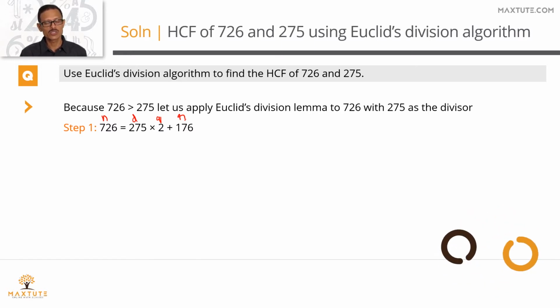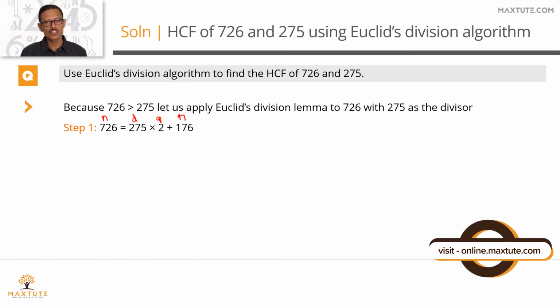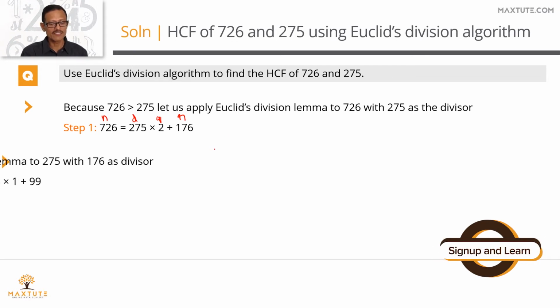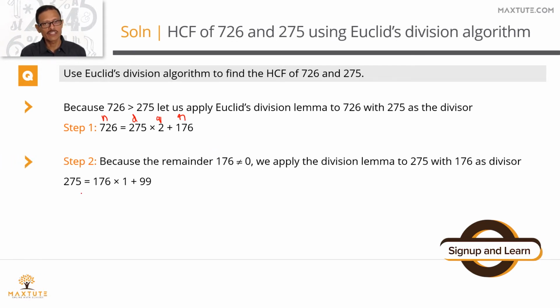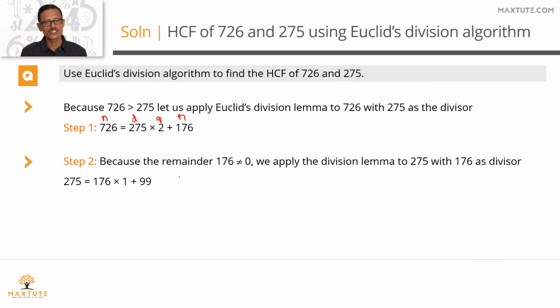with n to be equal to 275. We'll apply the Euclid's lemma on 275 with 176 as the divisor. So 275 equals 1 times 176 plus 99. The remainder of this step is also not equal to 0. So in step 3, we'll take n as 176. So we'll apply the Euclid's lemma on 176 with 99 as a divisor.